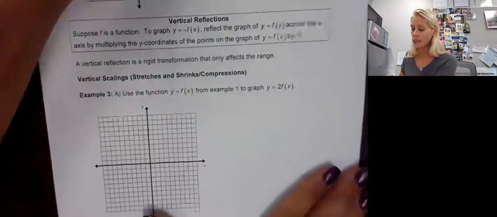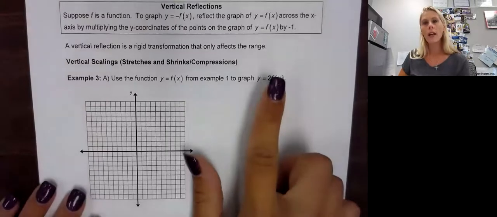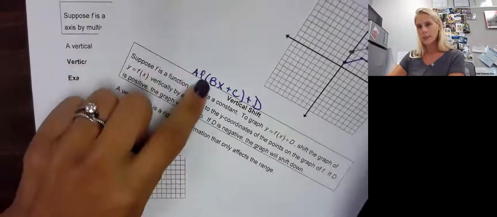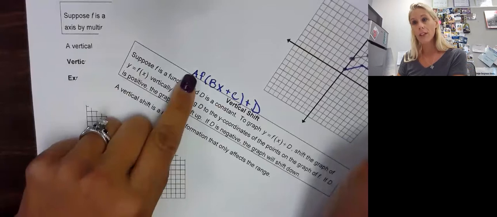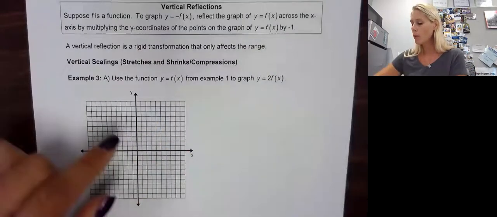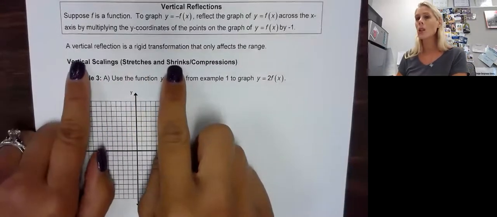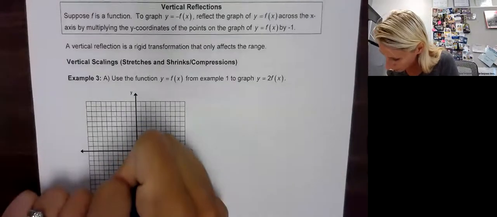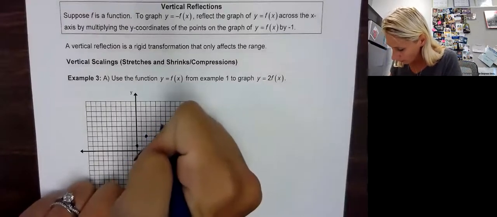Then we have vertical scaling. So this is a vertical stretch or shrink. This happens when you have a multiple out front. So if you look back to where we had this a times f of bx plus c plus d, a can affect the reflection of it, right? If a is negative. And then if a is anything but 1, then we either have a stretch or a shrink vertically. Vertically means it affects the y's.